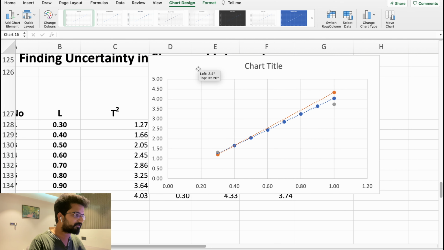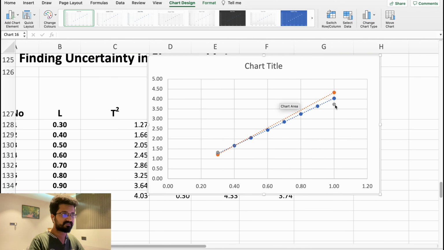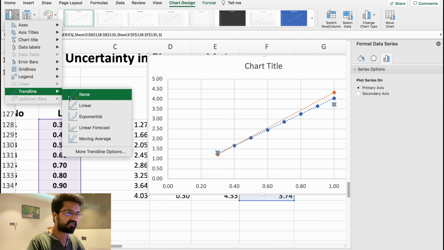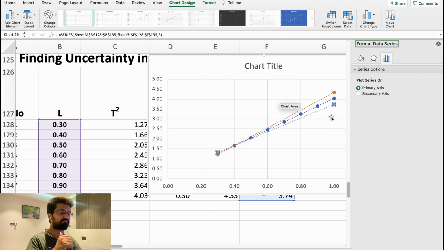You can see there are two other data points plotted on the graph, in gray color. And if I double click on it, add chart element, trend line, linear. So you can see I have both the max slope line and the min slope line. So I need the line equation for every single line over here.